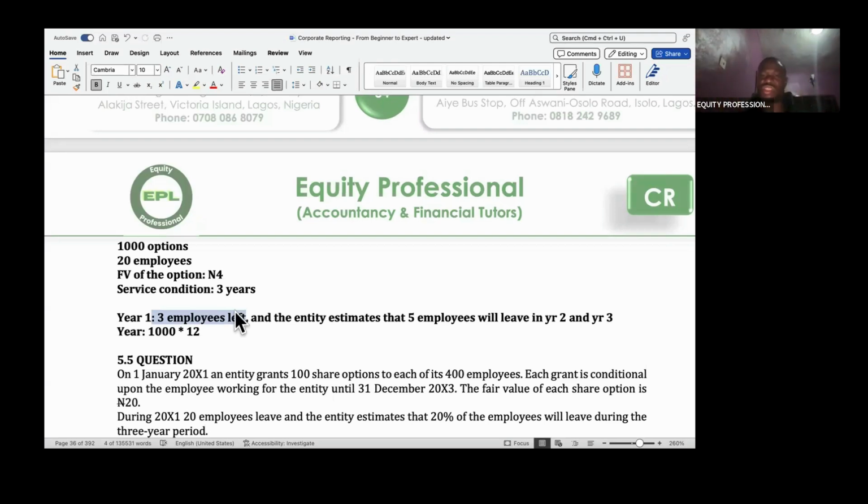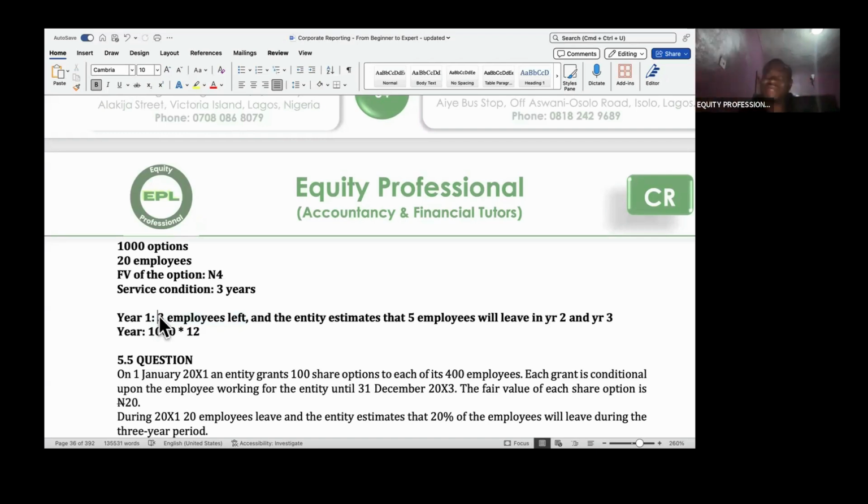Now, I structured it in another way. 3 employees left in year 1. The entity now estimates that 5 will leave in year 2 and year 3. So that means the total, because it's estimating total. We already know the people that left in year 1, but it's not a year 1 thing. It's about the estimate of people that will not leave at the vesting date. That's the mindset we need to have.